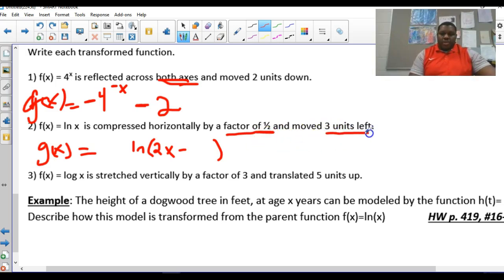So remember, if I move it 3 units to the left, that also goes in the parentheses. I'm going to go plus 3 because you do the opposite right here. So plus 3, we'll move it 3 units to the left.